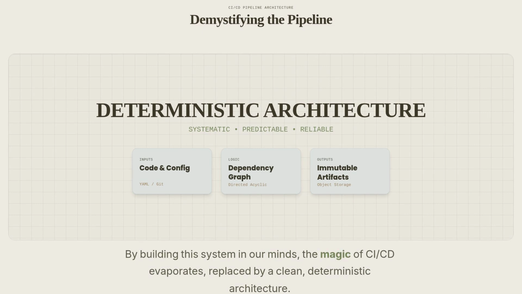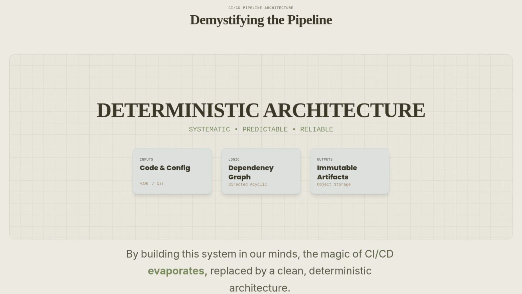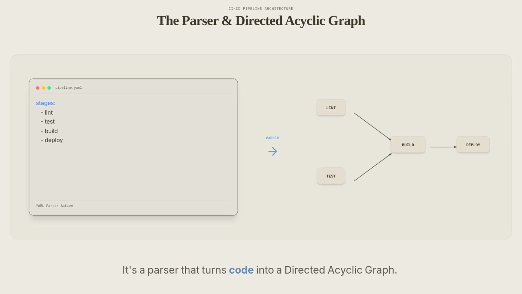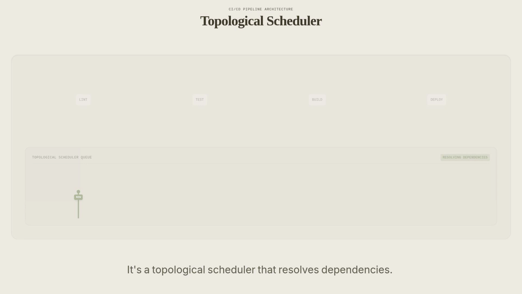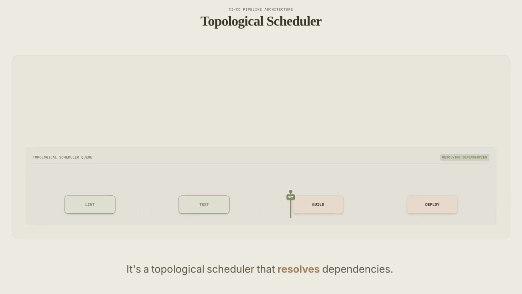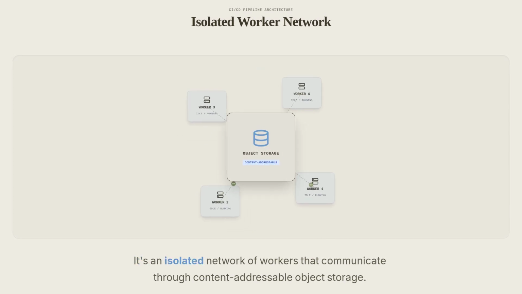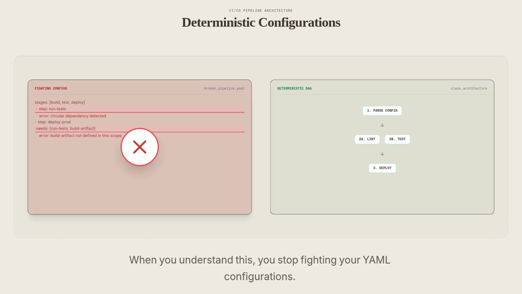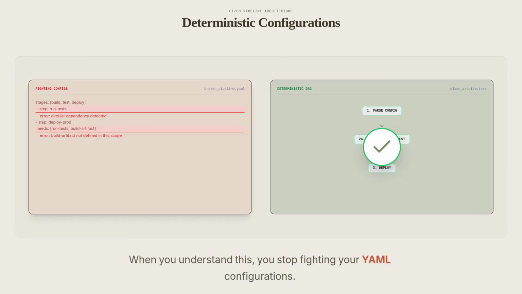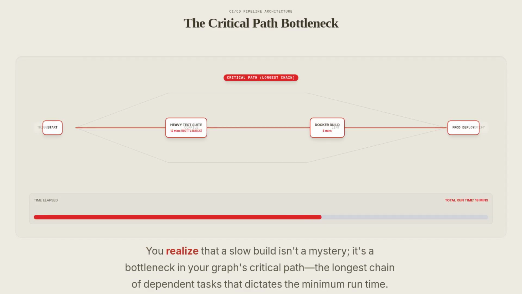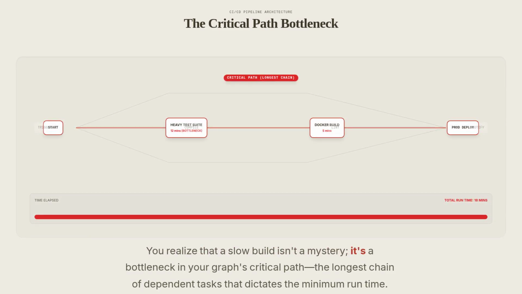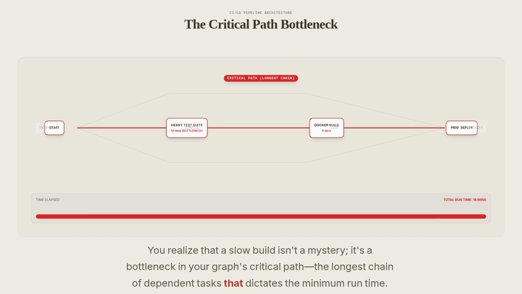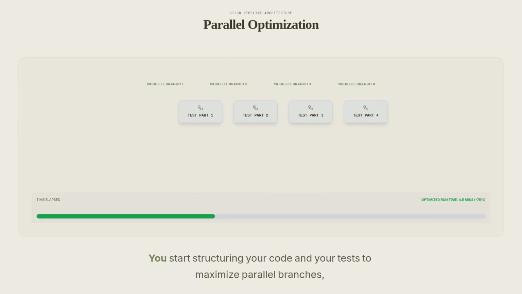By building this system in our minds, the magic of CI/CD evaporates, replaced by a clean, deterministic architecture. It's a parser that turns code into a directed acyclic graph. It's a topological scheduler that resolves dependencies. It's an isolated network of workers that communicate through content-addressable object storage. When you understand this, you stop fighting your YAML configurations. You realize that a slow build isn't a mystery. It's a bottleneck in your graph's critical path, the longest chain of dependent tasks that dictates the minimum runtime.